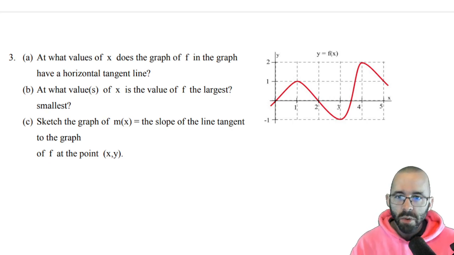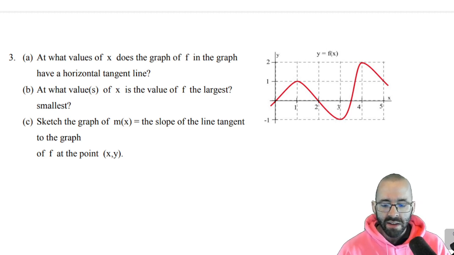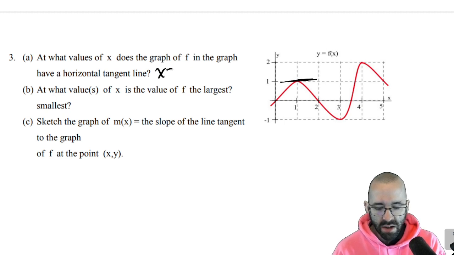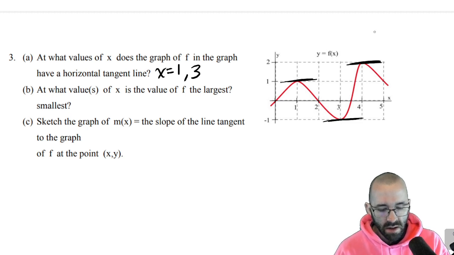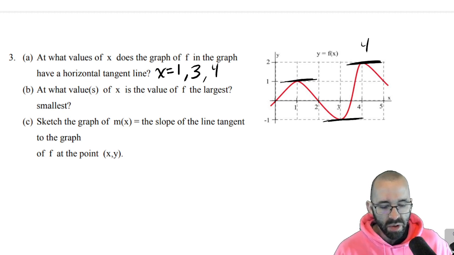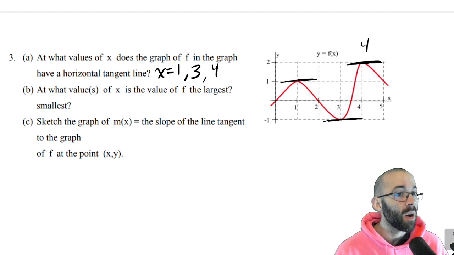All right, let's talk more about slope. We'll do problem 3 from the textbook. At what values of x does the graph of f have a horizontal tangent line? The horizontal tangent line, oh, that's just going to be right here when x is equal to 1. Right here when x is equal to 3. And here when x is equal to 4. Those are all the places that have a horizontal tangent line, when the derivative equals 0.